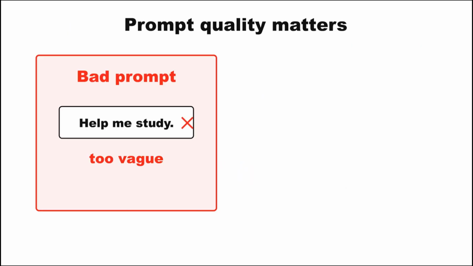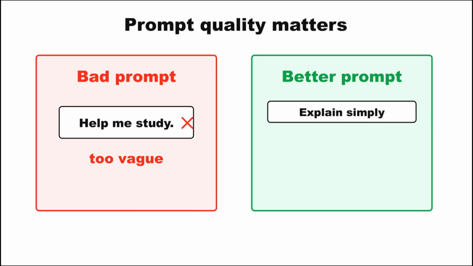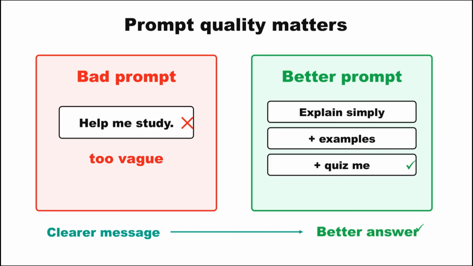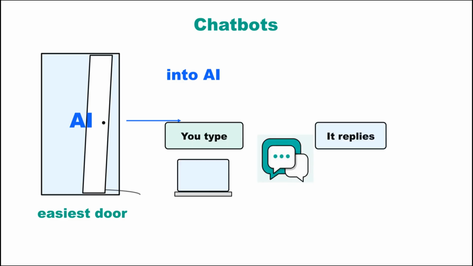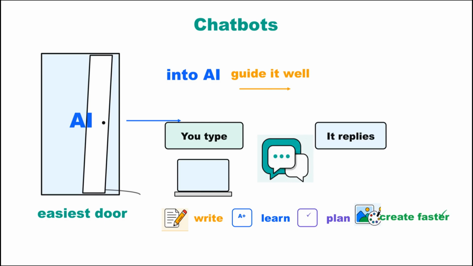Bad prompt: help me study. Better prompt: explain this topic simply, give me examples, then quiz me. The clearer your message, the better the answer. So chatbots are the easiest door into AI. You type, it replies. And if you guide it well, it can help you write, learn, plan, and create faster.